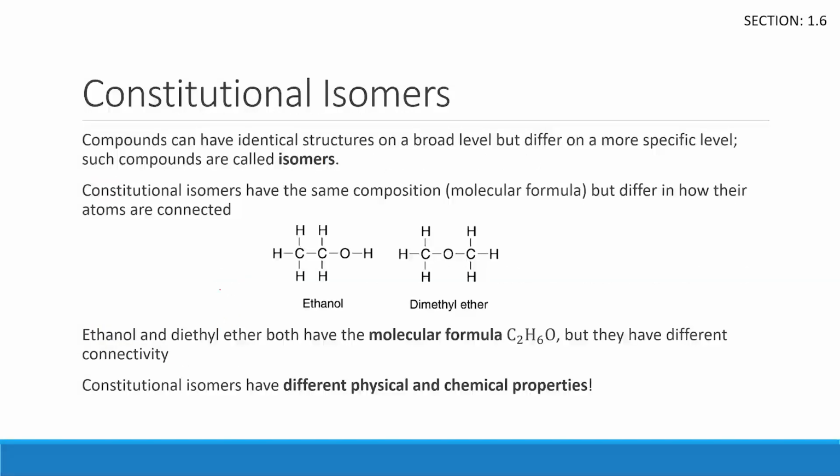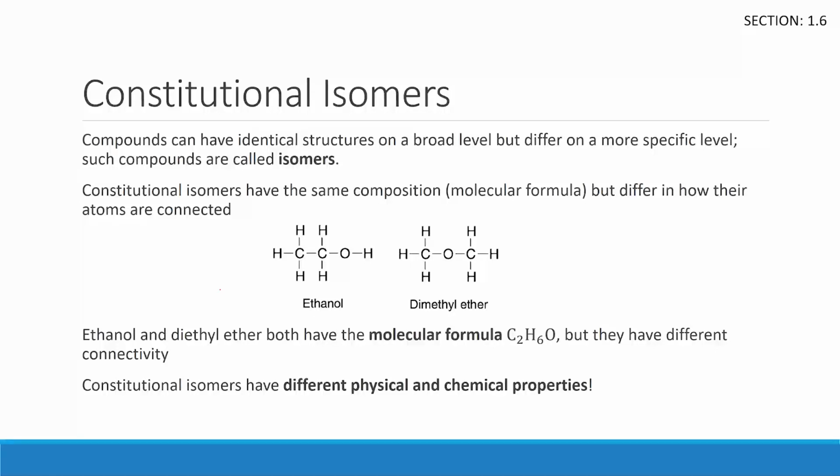Now, one thing that is going to occur a lot when going from formula to drawing is that there are isomers. So a reminder, compounds can have identical structures on a broad level, but they can differ on a specific level. And these compounds are called isomers, meaning constitutional isomers can have the same composition. That means the same molecular formula, same number of elements in the formula, but they differ on how those atoms are connected to each other.